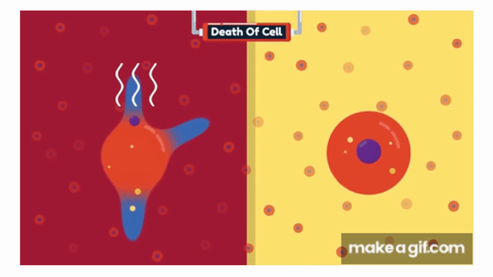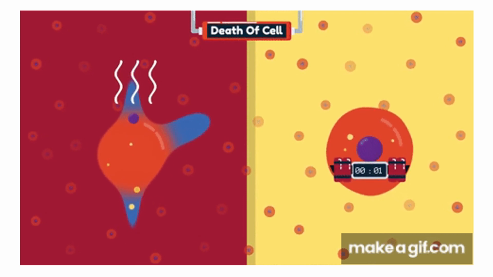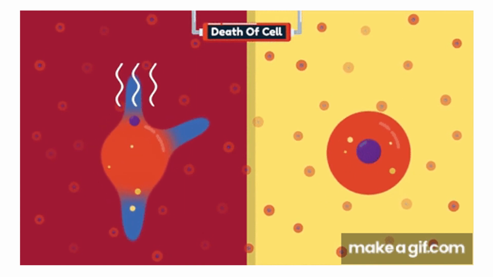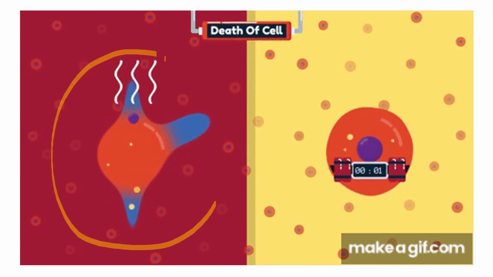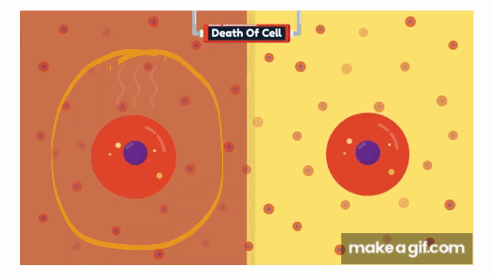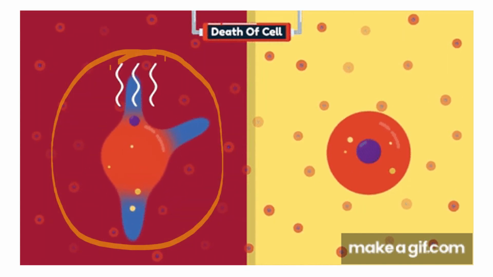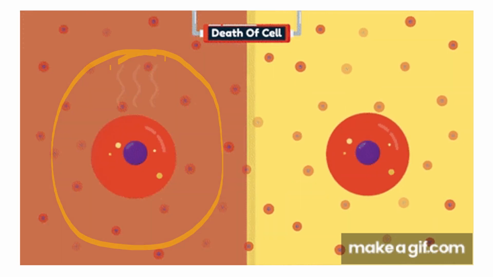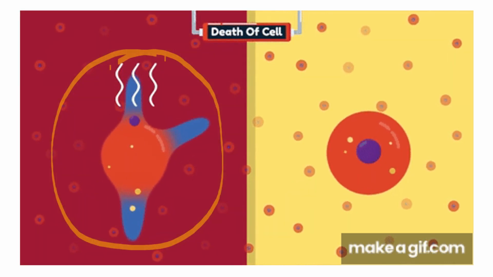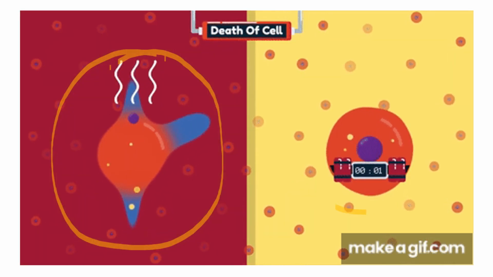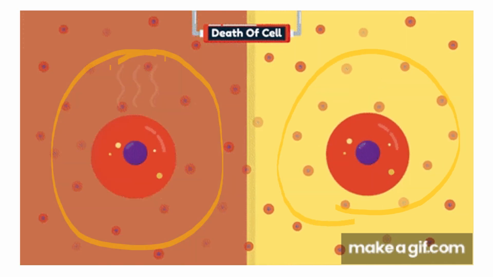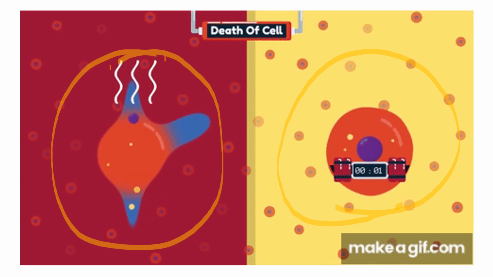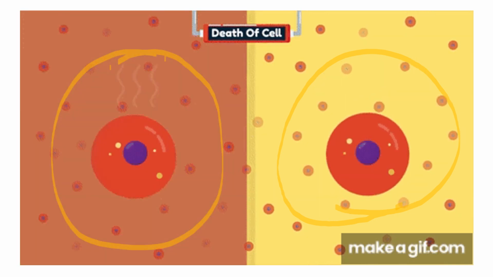Now this is a beautiful image showing necrosis on the left side and apoptosis on the right side. As you can see on the left side, the plasma membrane gets disrupted and cytoplasmic enzymes leak out of the cell to cause the ultimate damage. Whereas on the right side, this cell is transforming into multiple bodies, and these bodies are known as apoptotic bodies.